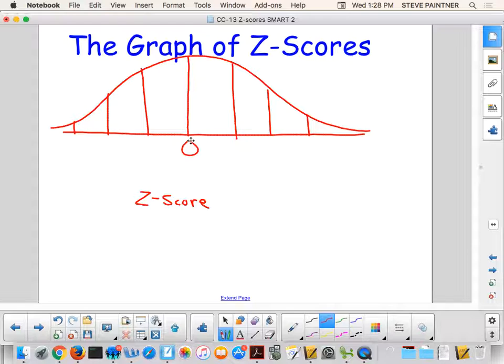Right? 1 standard deviation away from the average, right here. A z-score of 2, a z-score of 3. Remember these numbers, 1, 2, 3. All they say to you is, I'm 3 standard deviations from the mean. I'm 2. I'm 1. A -1 would be here. A -2 would be here, and a -3 would be here. How many standard deviations away from the mean are you?